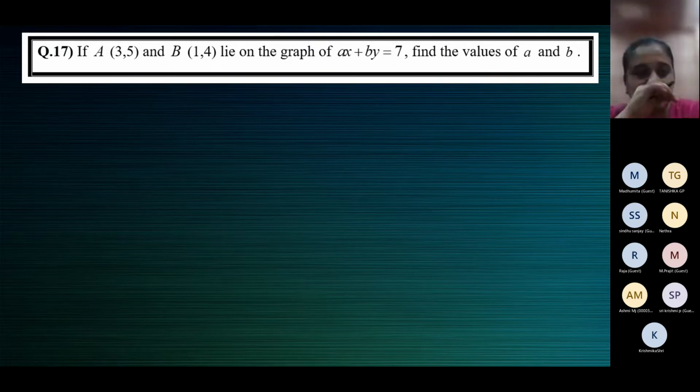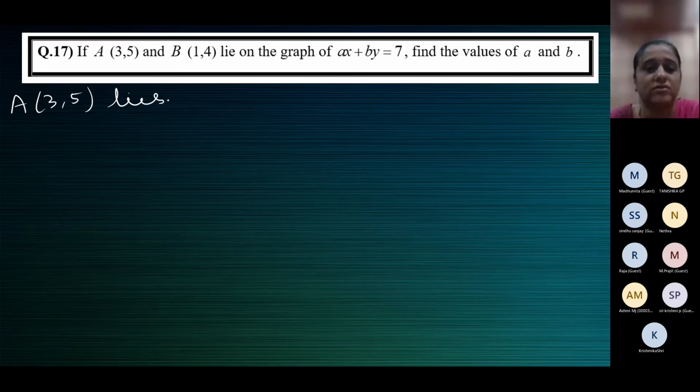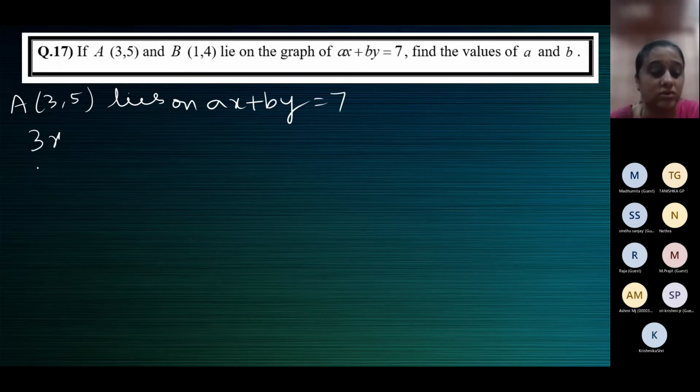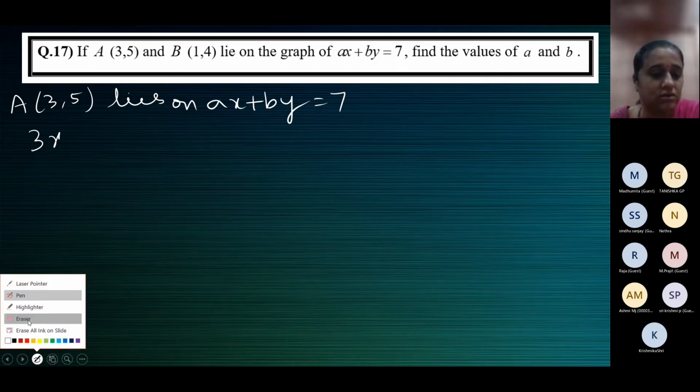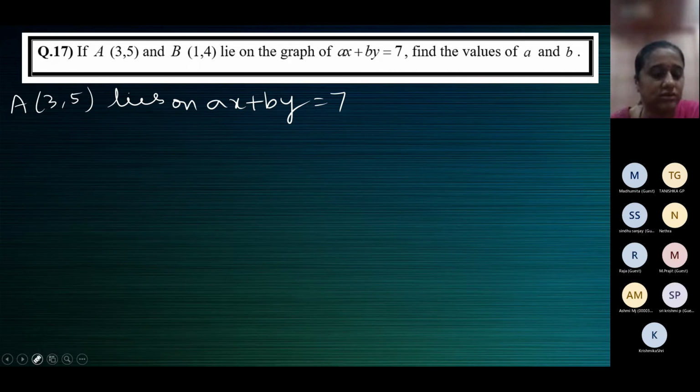Yes, we'll do this now. If A(3, 5) and B(1, 4) lie on the graph of ax plus by is equal to 7, find the values of a and b. So A(3, 5) lies on ax plus by is equal to 7. That means 3x, sorry, in place of x, you will have to use 3.